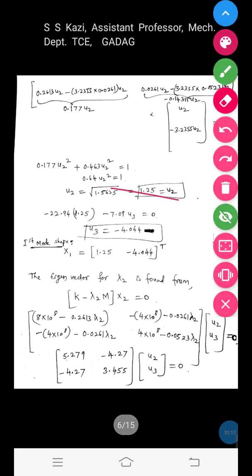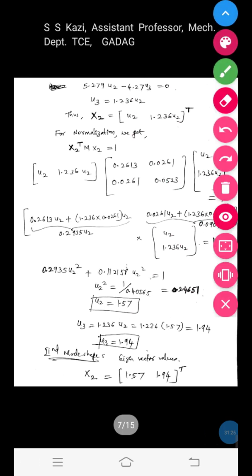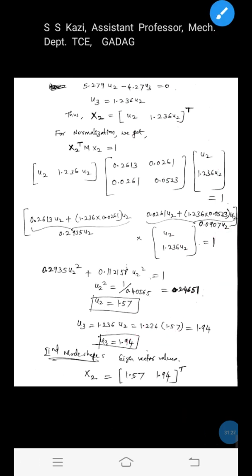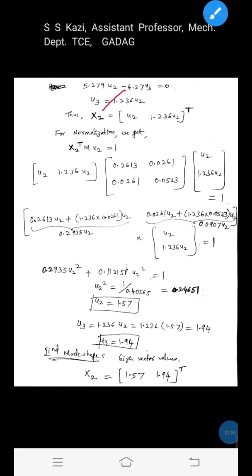Here the first equation is 5.279 u2 minus 4.27 u3 is equal to 0. Once you write the equation, we will get u3 in terms of u2, that is u3 is equal to 1.236 u2. You write the x2 equation as u2, u3 is 1.236 u2 transpose. For normalization, x2 transpose M x2 is equal to 1.